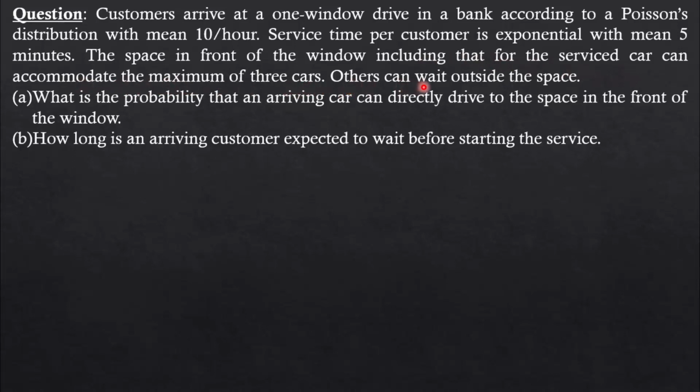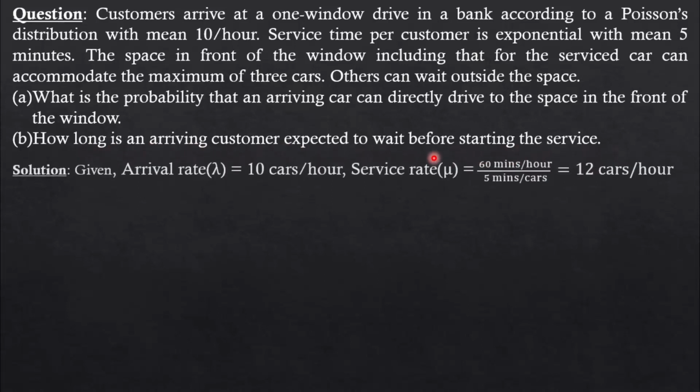Other cars can wait outside the space. Now it has been asked, what is the probability that an arriving car can directly drive to the space in front of the window? And the next is, how long is an arriving customer expected to wait before starting the service?